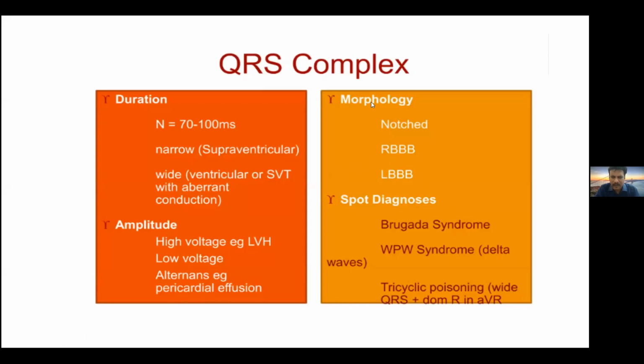Are both left and right atrial enlargement in this situation? How will it be, sir? Both left and right atrial enlargement.